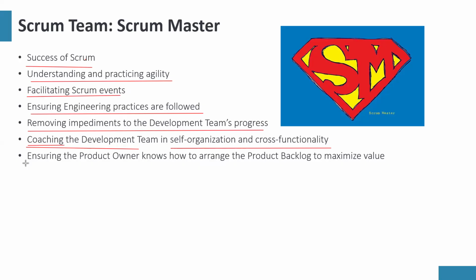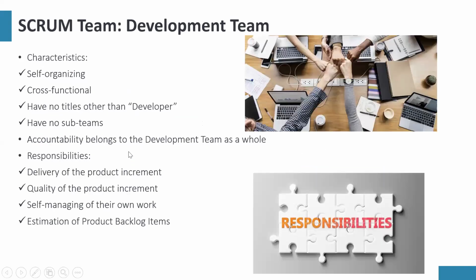So ensuring the product owner knows how to arrange the product backlog to maximize value. So the Scrum Master can assist the product owner in managing the product backlog to what? Maximize value. Value means that the most important things are done first. First things first. So the Scrum Master can assist the product owner to arrange the product backlog.